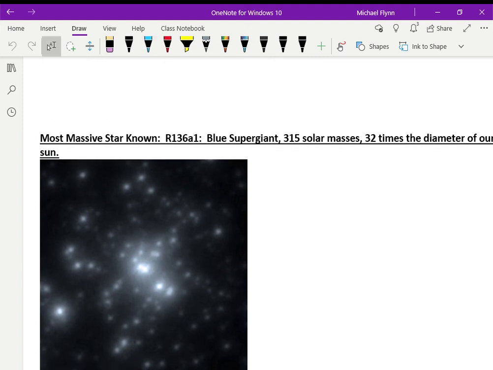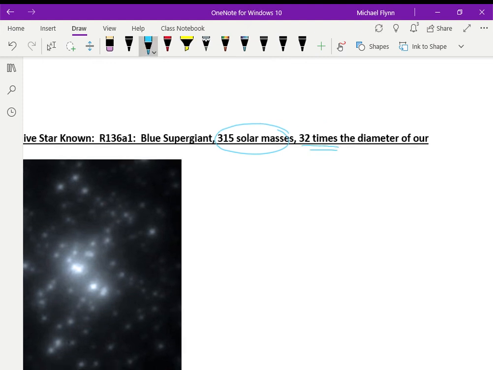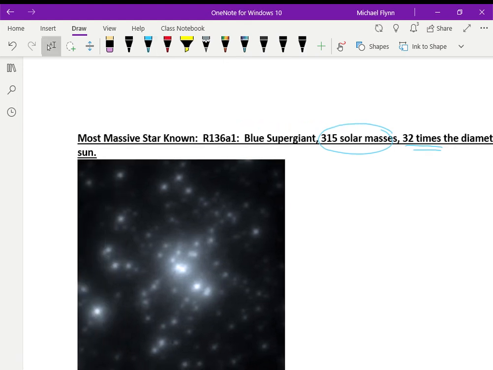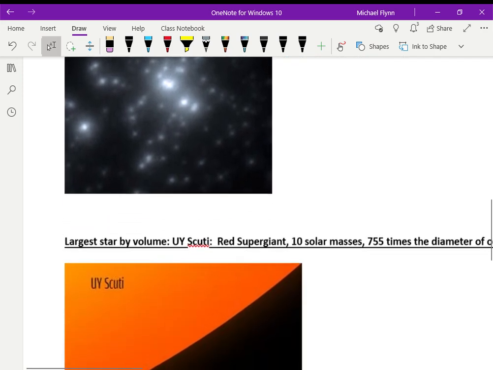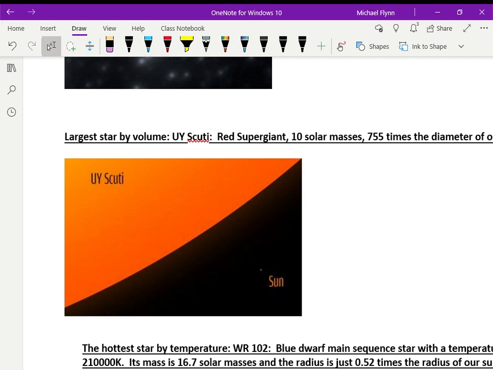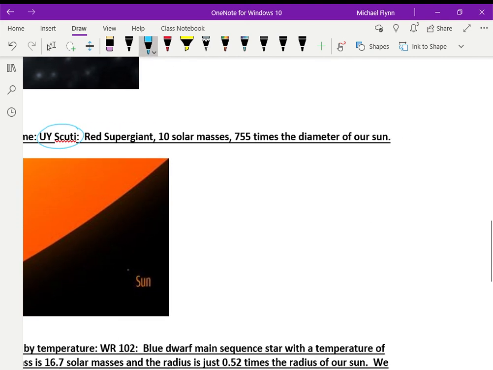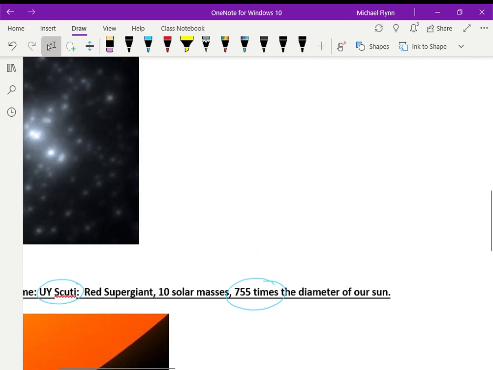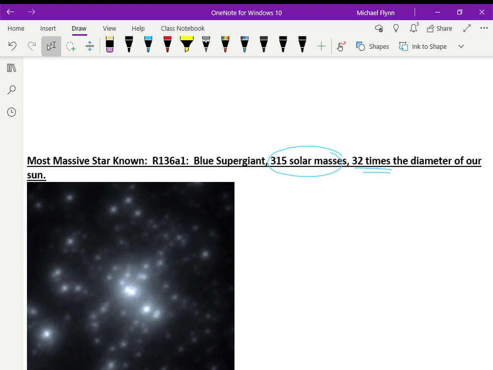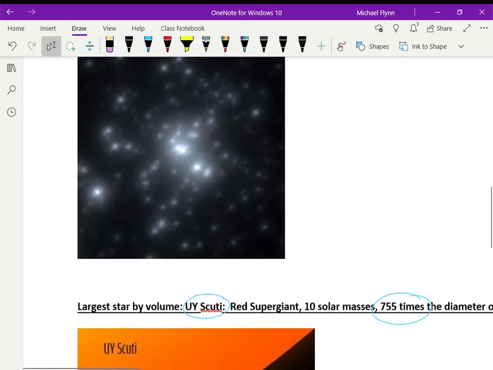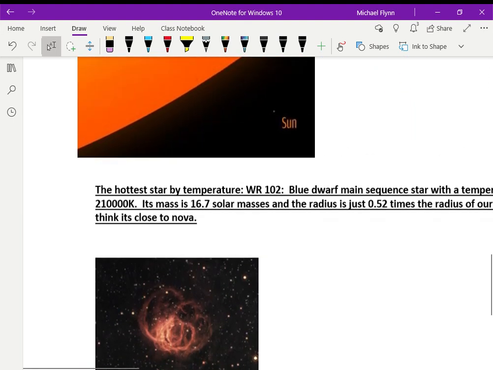So the most massive star known, 315 solar masses, okay, and 32 times the diameter of our sun. So that is quite large, but it's not really as big as the really big ones get in volume. 315 solar masses is a lot of mass though, okay. The largest star by volume is UY Scuti, like I said, and that's 755 times the diameter of our sun. Absolutely enormous, okay? Much, much bigger than the most massive star. So this guy is smaller but heavy, right? So it's a much more dense star, if you like, the R136A1.